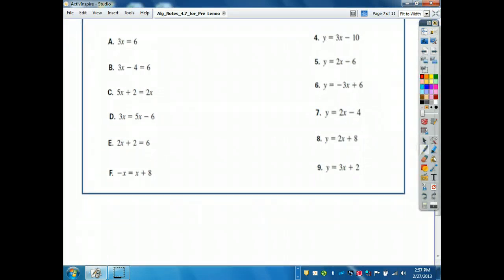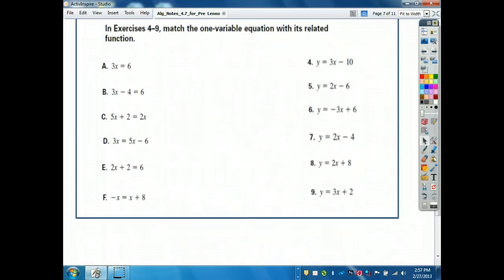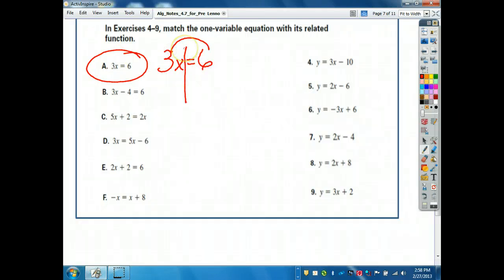All right, the front of the worksheet's like this. You have to match. We have A, B, C, D, E, and F that we have to match with 1, 4 through 9, I guess. I don't know how that got misnumbered, but anywho, here we go. Letter A. Get that into function form. What would I get? Well, this is just 3x equals 6. I could bring the 6 over, right? Minus 6, and then in that case I would get what? 3x minus 6, y would equal 3x minus 6, right?